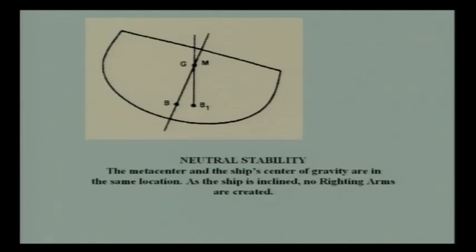Then between the two stabilities, suppose that G and M coincide. That is a very rare case, but mathematically it is possible. G and M absolutely coincide, that is, the metacenter and the ship's center of gravity are in the same location. Now, as the ship is inclined, nothing happens, there is no moment, that means there is nothing tending to bring it back to the original position, and nothing tending to capsize it either. It is just remaining there as such, in the intermediate state, that is the state of neutral stability.